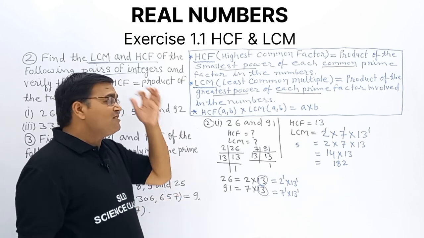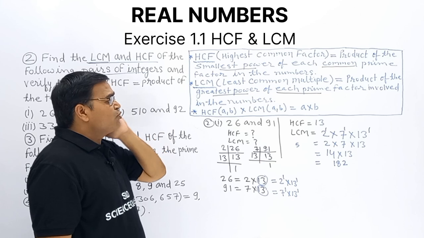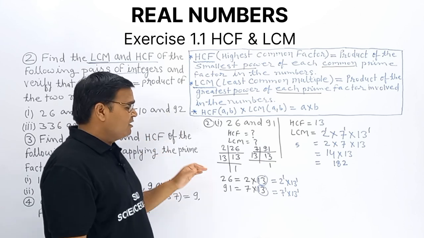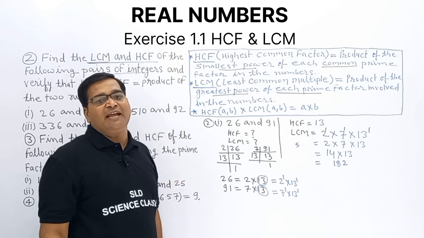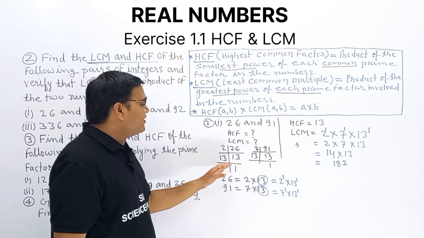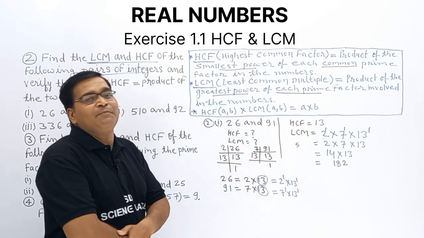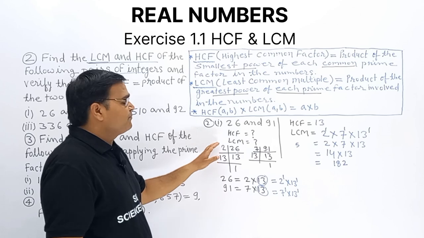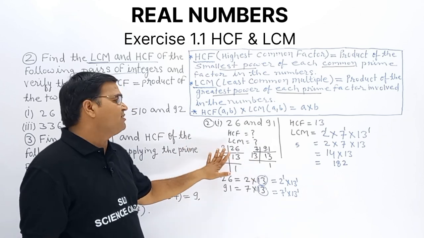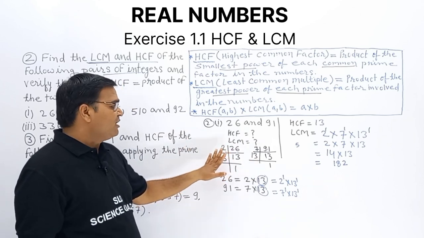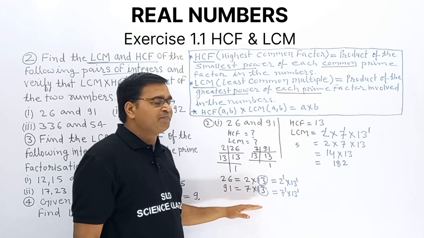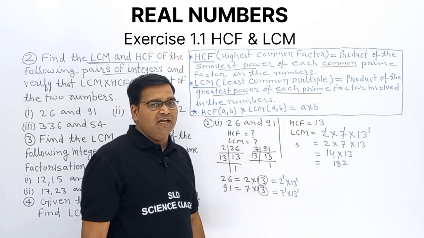For LCM and HCF, it is a simple process. For finding the LCM and HCF of two numbers, first find the prime factors, and for finding prime factors we will use the long division method like this, the prime factorization method. Then write like this. Now come to the HCF.